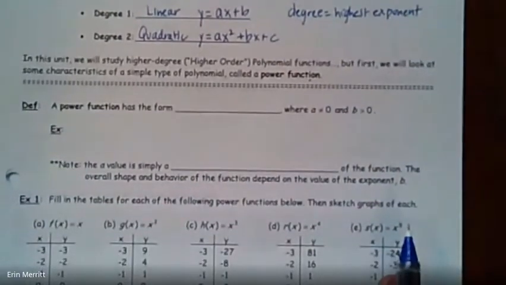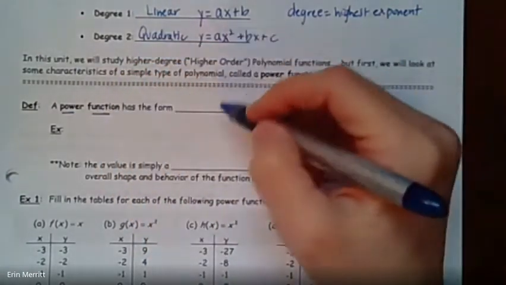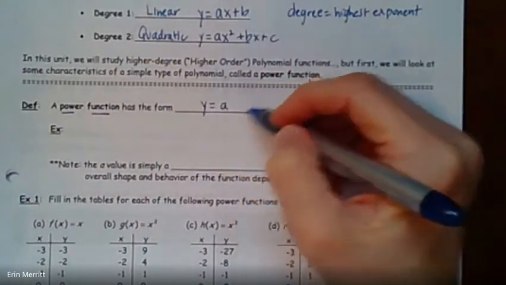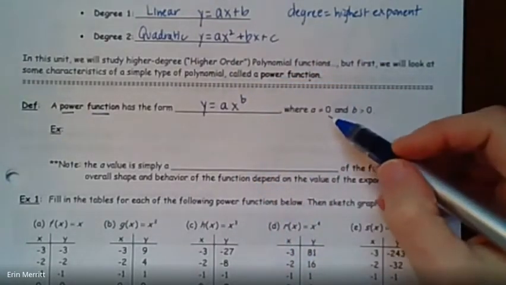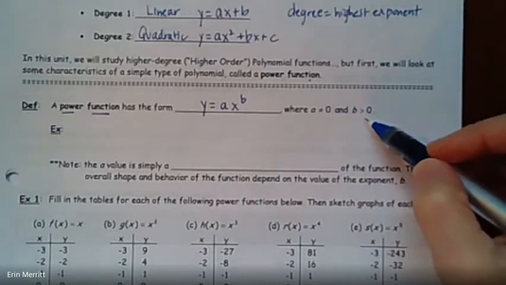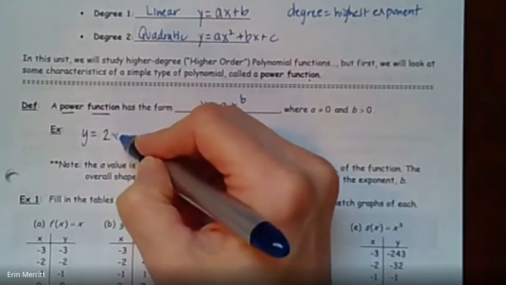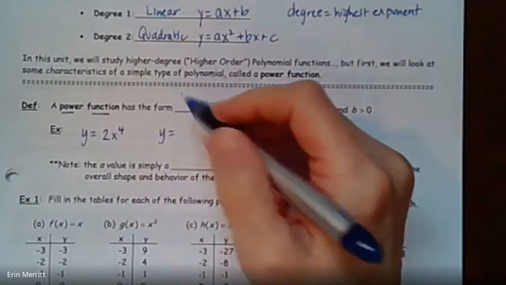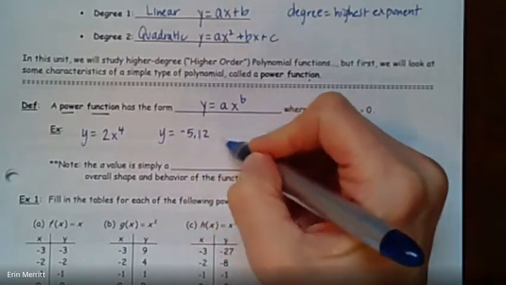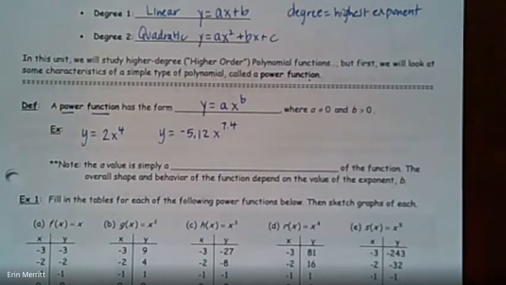So the next thing that you're looking at here is called a power function. A power function has the form y equals a times x to the b power, where a can't be 0 because it'll wipe it out, and b has to be greater than 0. So just an example of what you could end up seeing is 2 times x to the 4th, that would be a power function. Or a lot of times it might be messier than that, like negative 5.12 times x to the 7.4 or something crazy like that, all right?